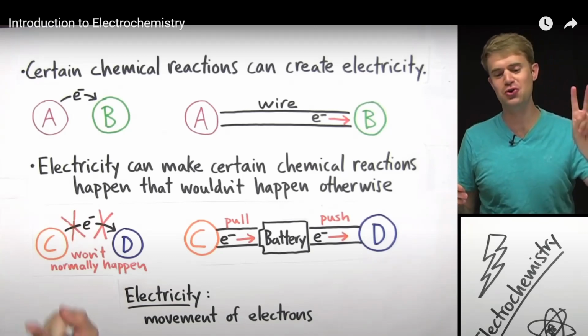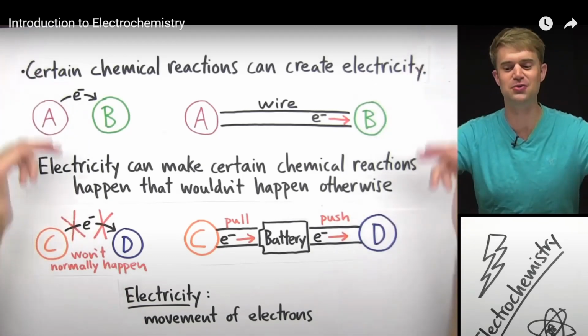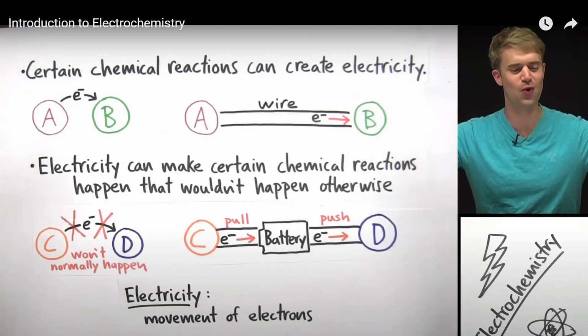Now I want to show you two examples of these situations. So C does not want to give up electrons or give away electrons, and D does not want to gain them or accept them. The electrical energy from a battery can be used to pull electrons from C and to push electrons towards D.